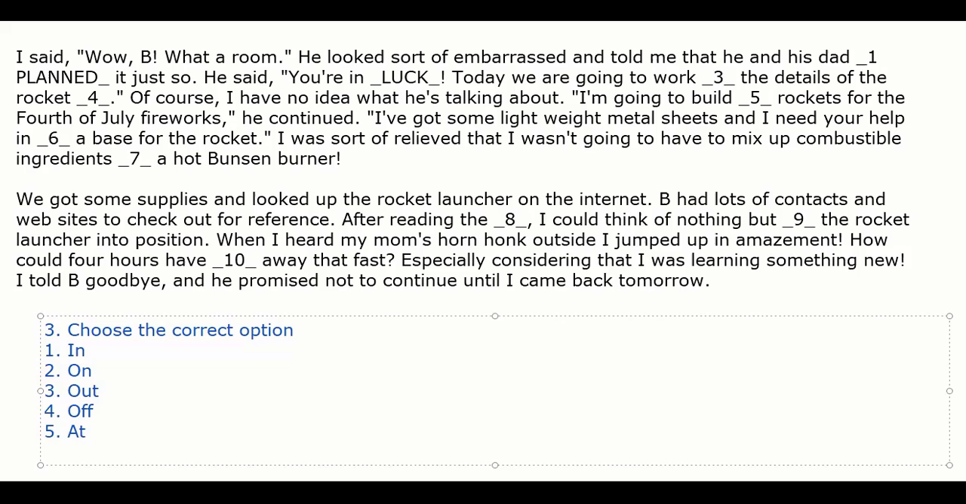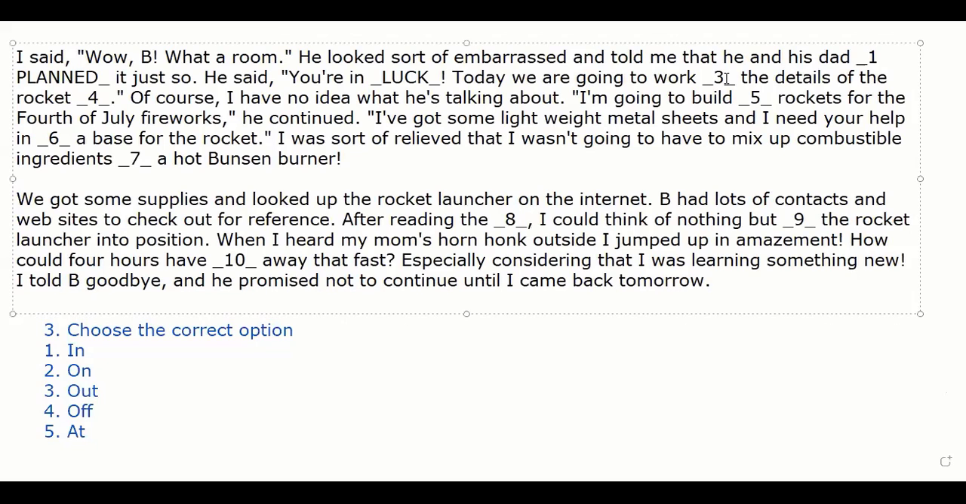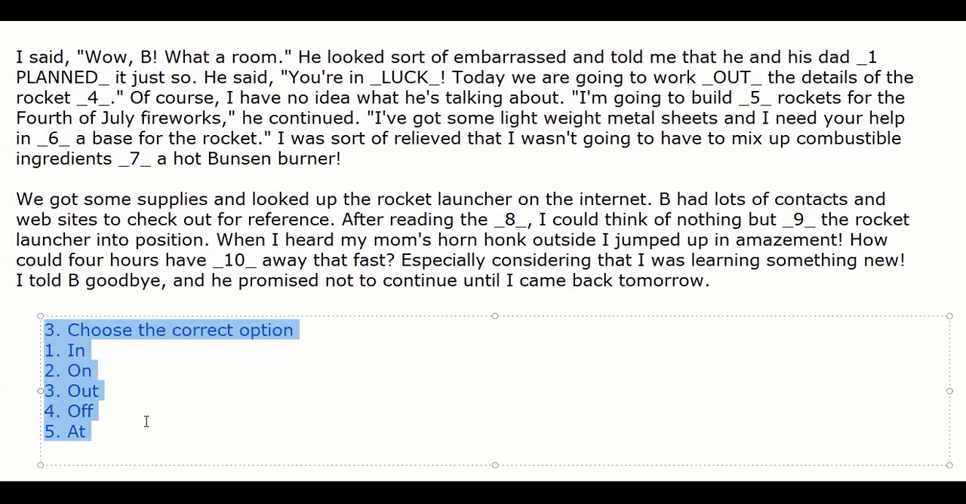Because today we are going to work. They are talking about the details of the rocket. We always say, today we are going to work out, right? Yes. Means try to solve the problems, or work out. Work out is correct. So it has to be, today we are going to work out the details. We always say work out the details. Don't say work in the details or work on the details. So Achintya, it's not on, it is out. Today we are going to work out the details of the rocket descent. Clear? Very easy. Fourth one.